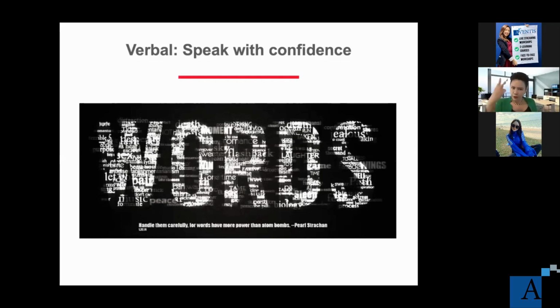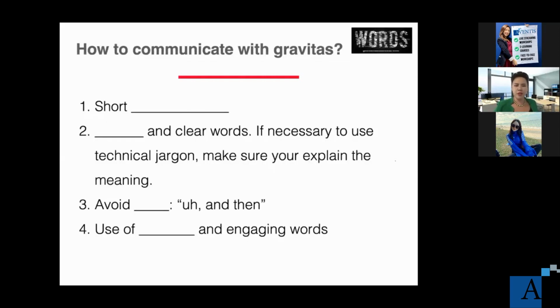The verbal, the first V. You speak with confidence because words have power. Words are power. You need to keep your sentences short. Let's talk about a recent message from our Prime Minister. We all watched it, right? Still not extended to 1st of June. But did you notice every sentence he said was short?